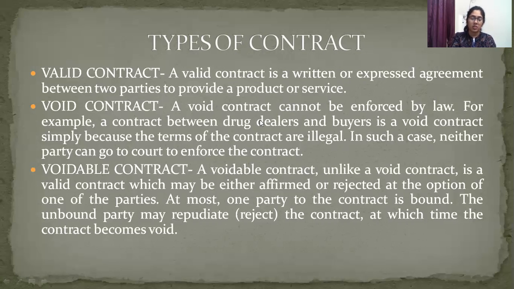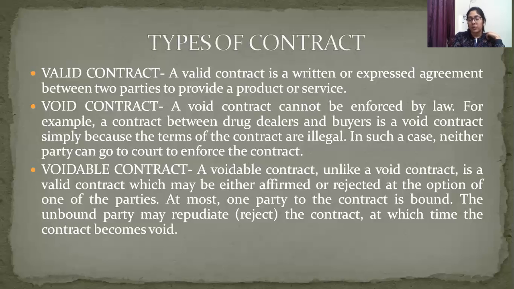Third point that we're talking about is voidable contract. Now, it is not like a void contract. It is a valid contract which may be either affirmed or rejected at the option of one party. At most, one party to the contract is bound. The unbound party may repudiate or reject the contract, at which time the contract becomes void.